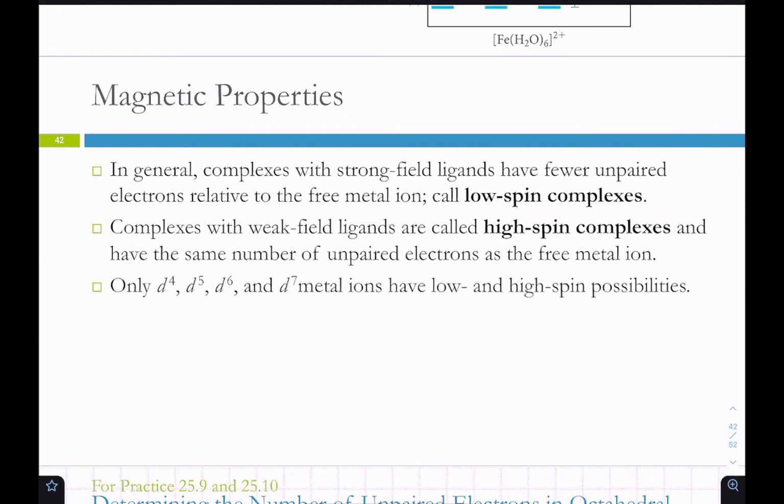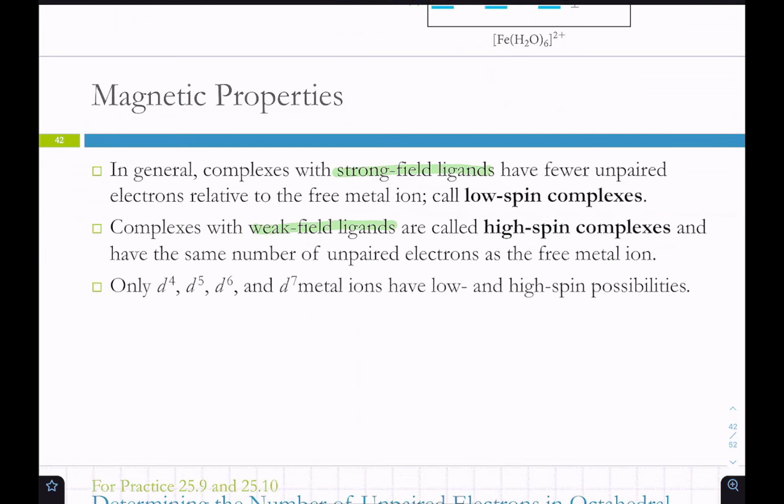So in complexes with strong field ligands, they have fewer unpaired electrons relative to the free metal ion, so those are low spin complexes. Complexes with weak field ligands are called high spin complexes and have the same number of unpaired electrons as the free metal ion. I do remember this because I remember having a hard time with strong and weak and high and low spin complexes. But if you can relate everything back to how much these d orbitals are split, then everything sort of logically follows from that.